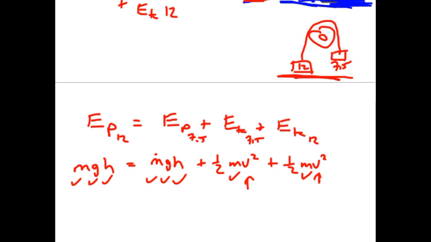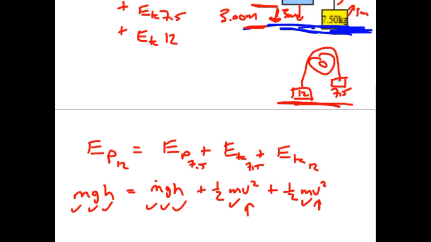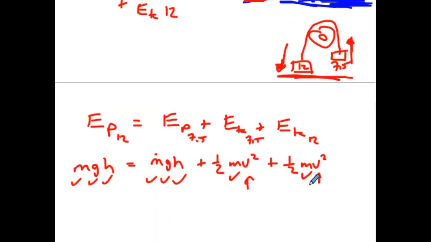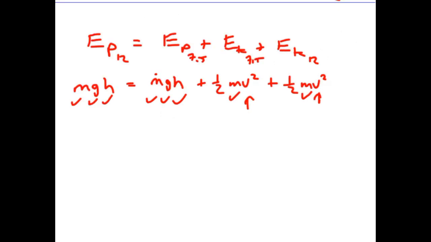And there's 2 of them. But here's the crazy thing: the velocities will be the same, right? Won't the velocity that the 12 kilogram box is going down with be the same velocity as what the 7.5 kilogram box is going up with? So although our equation calls for 2 velocities, they are indeed the same velocity, which means we need to factor. We need to find a way to make it so there's not 2 velocities anymore, because they are indeed the same velocity as each other.